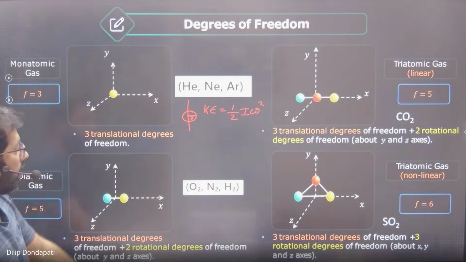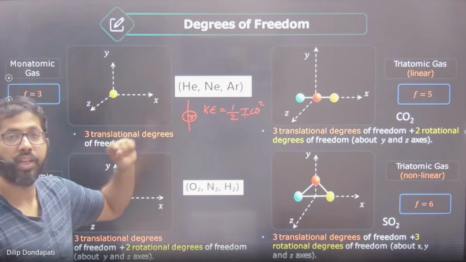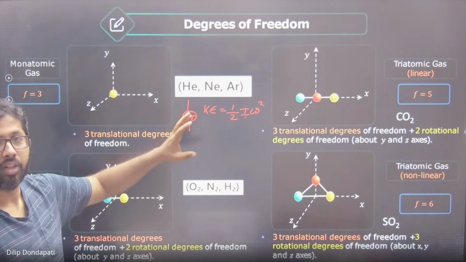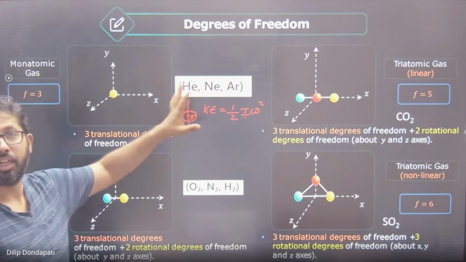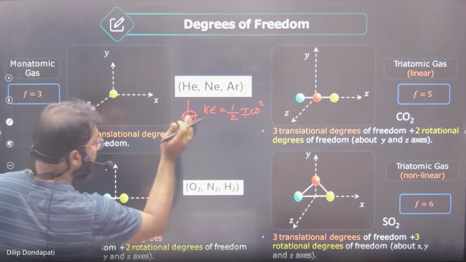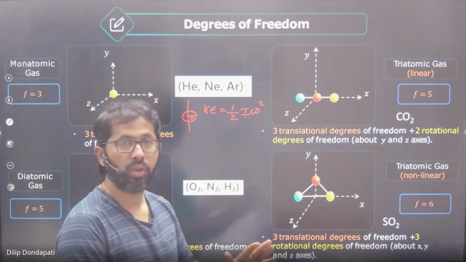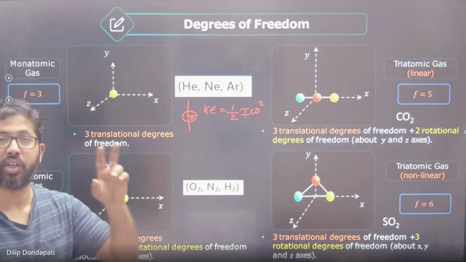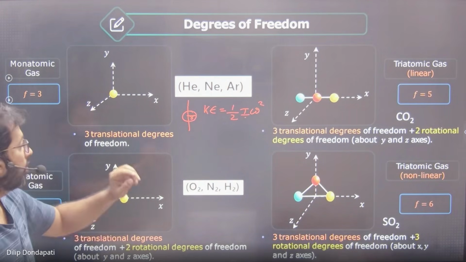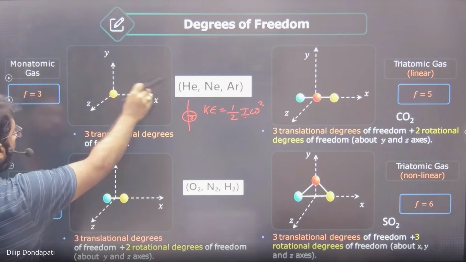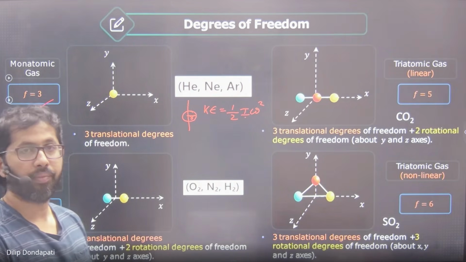Half I omega square. But the moment of inertia for this molecule about rotation is very small. Why? Because mr square, and normally the r of the molecule is very small. That's why we neglect the moment of inertia, which means we are not counting rotational kinetic energy. So rotational kinetic energy is 0. At high temperature only, vibration we have to count, as 2 extra degrees of freedom. So how many ways does the molecule have kinetic energy? 3. For a monoatomic gas, the degree of freedom is 3.